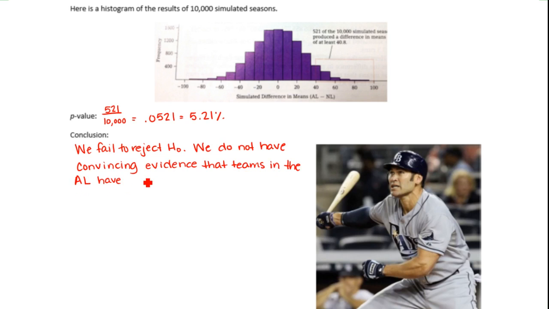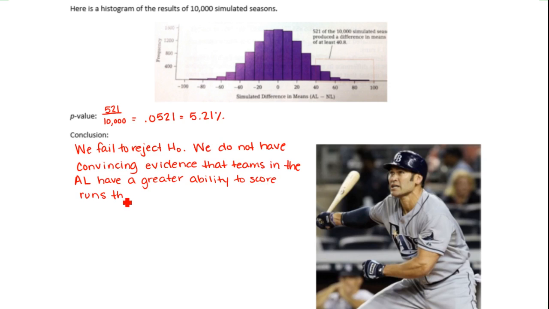Be very careful about labeling what the cause is. Even if we're convinced that teams in the AL have a greater ability to score runs than teams in the NL, this wouldn't prove the presence of the DH is the cause of the increase.